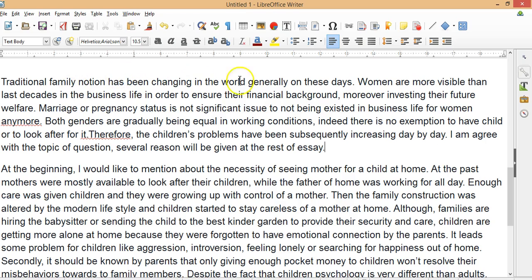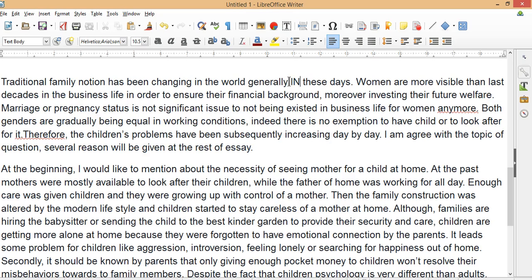So, "traditional family notion has been changing in the world generally on these days," or it should be "in". So the traditional family notion, or traditional family notions, so either that should be plural or it should have an article. "In the world generally in these days." Yeah, but what's that got to do with the question? "Women are more visible in last decades of a business life, not to assure their financial background, are more visible in last decades than previous decades in business."